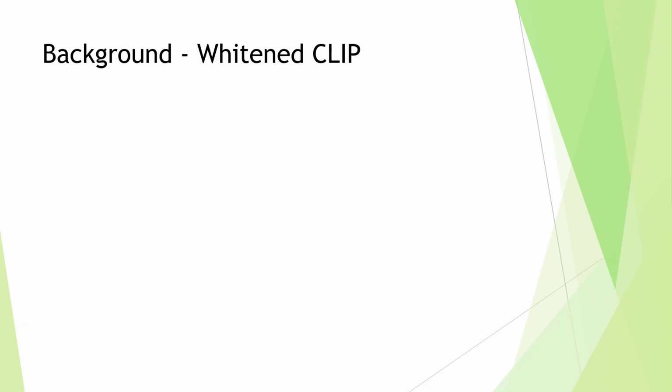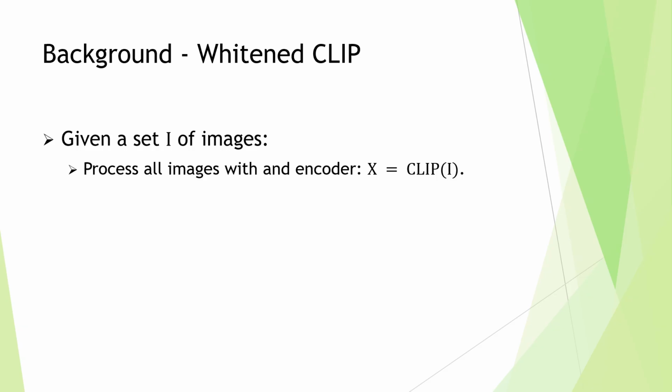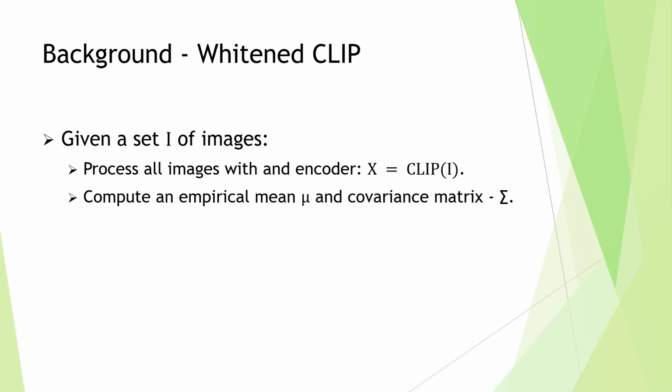Our approach builds on CLIP image embeddings and on a previous method known as whitened CLIP. This method introduces a likelihood-based model for images using CLIP features. It starts by collecting a large and diverse set of real images intended to represent the full image domain. Each image is embedded using CLIP, and from these embeddings, the mean and covariance are estimated.